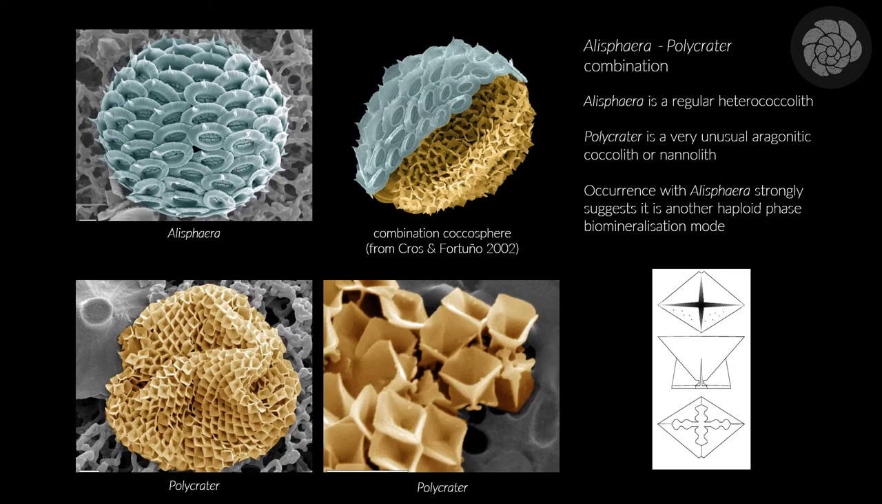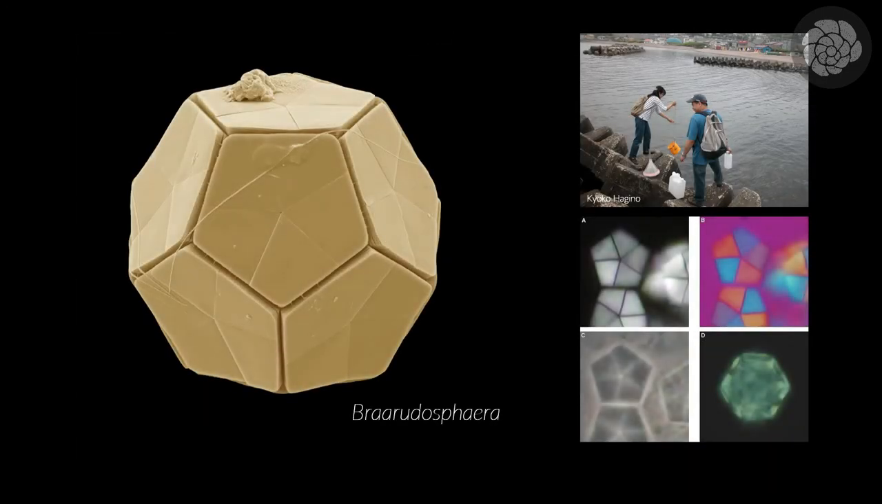So it looks like in this case we've got another totally separate biomineralization mode. So it's totally reasonable to still call them nanoliths, as being not holococcoliths and not heterococcoliths, they're something else, even though they're still being formed by coccolithophores. And another example along the same lines is Braarudosphaera bigelowii, one of our favorite species, which produces these beautiful pentagonal nanoliths, which then form a nice dodecahedral sphere.